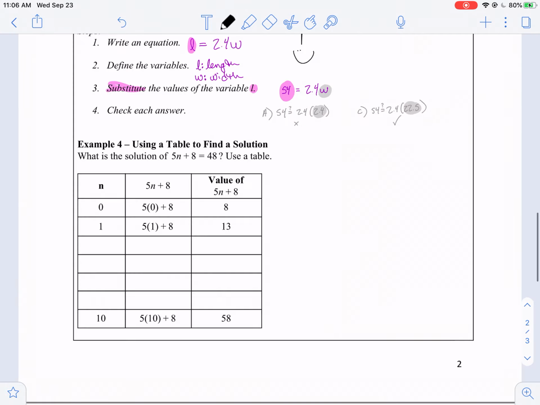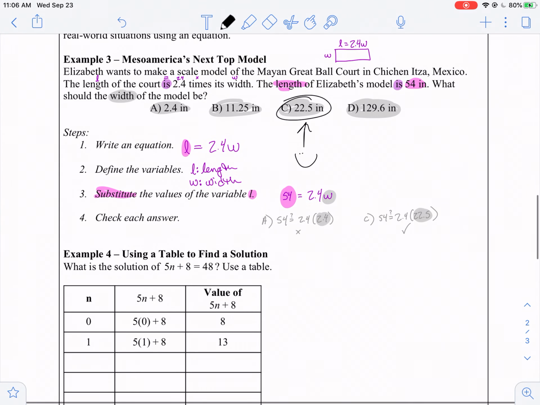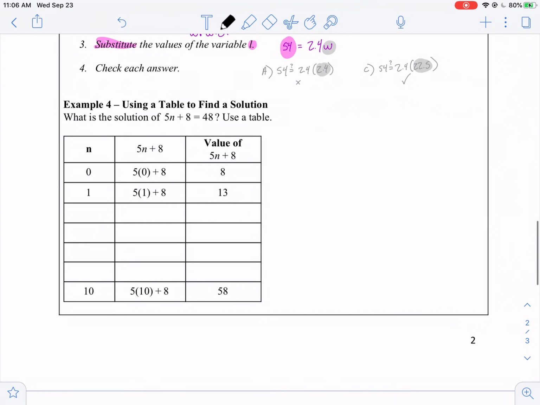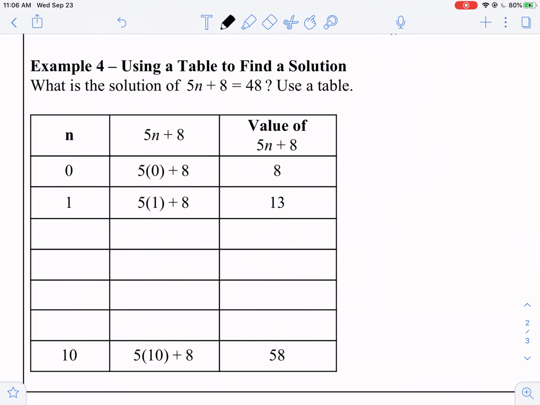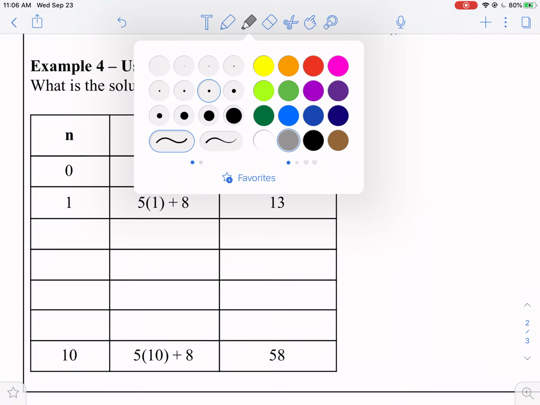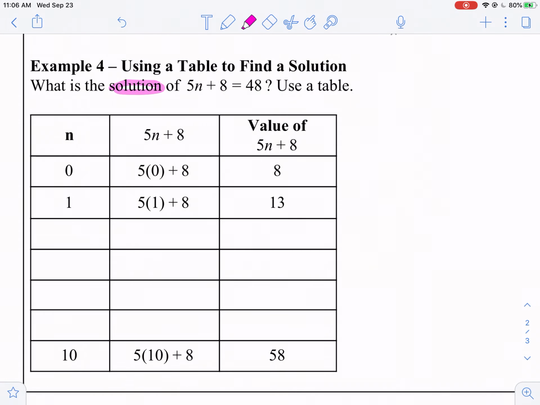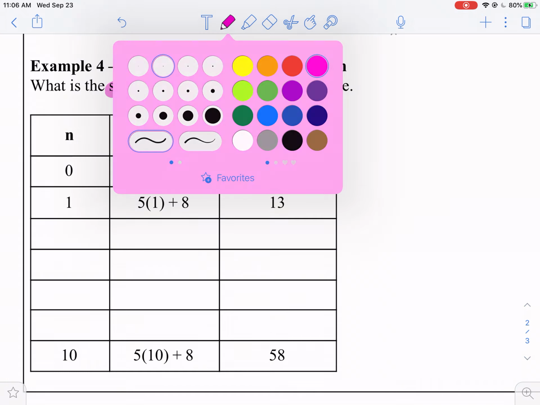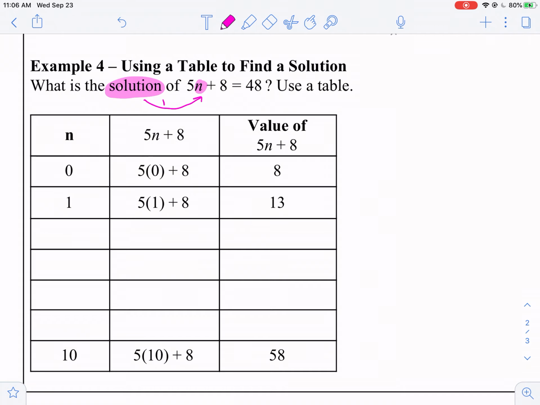So that was how to use an equation to solve our problem. Now let's use a table to solve our problem. If we're trying to find a solution of 5n plus 8 equals 48. Again, we're trying to find our solution. We want to know what can we plug in for n to make it true. So we're going to plug in values to make it actually equal to 48.